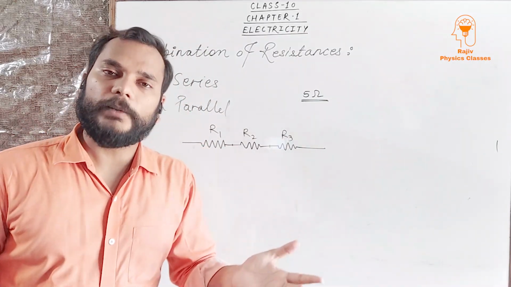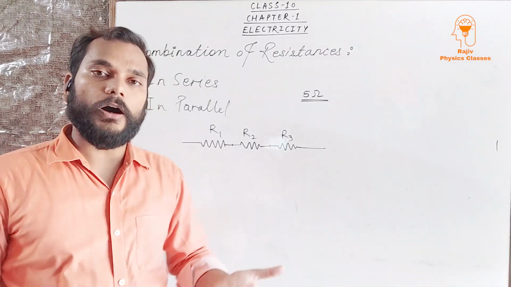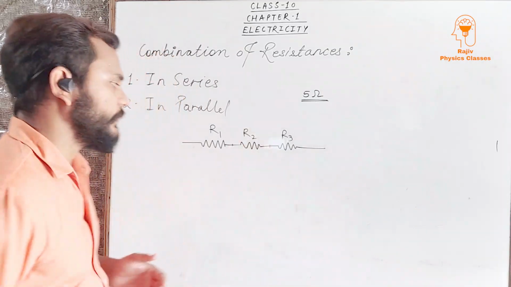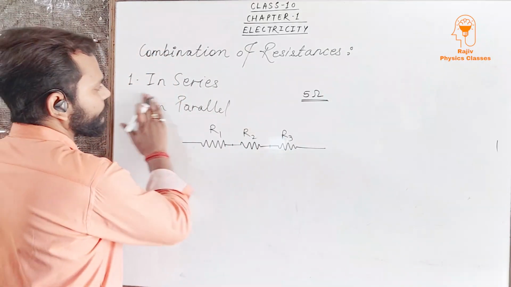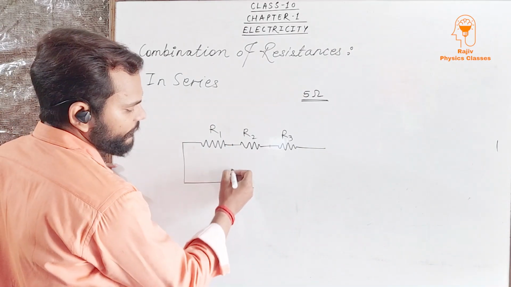Now the question is how I come to know the formula. What is the formula of combined resistance when they are connected in series? So for that, I have taken three resistances.